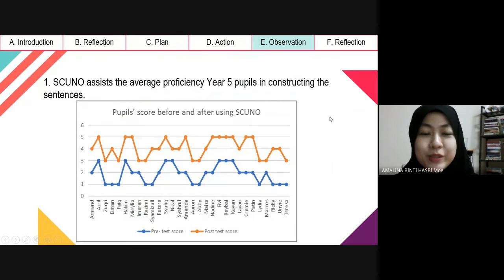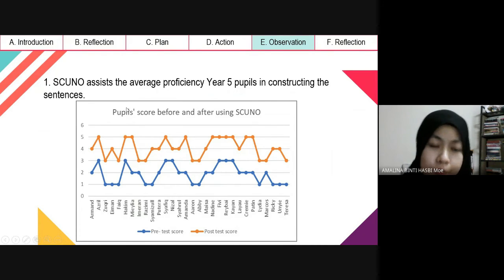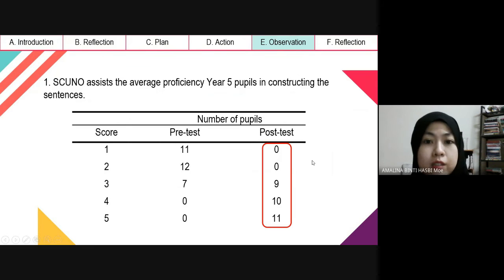Thank you, Cikgu Nurul, for the explanation on the first part just now. Okay, now let's look at the observation and reflection part. As you can see here, the observation or the data collected from the instruments were translated into a graph, and there is an improvement of pupils' score before and after using the Scuno. So this is the result of their pre-test and post-test score. Their scores were also tabulated into a table.